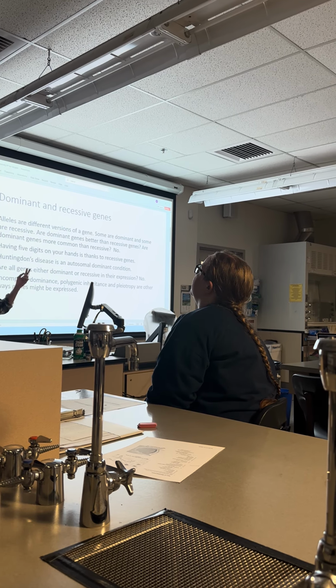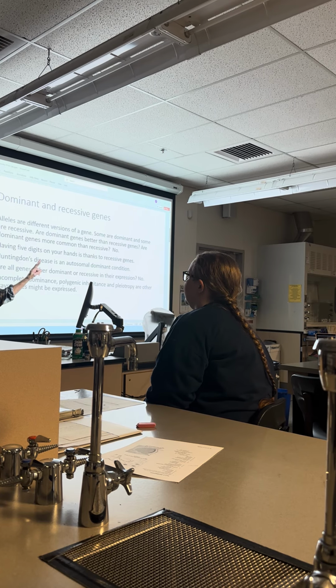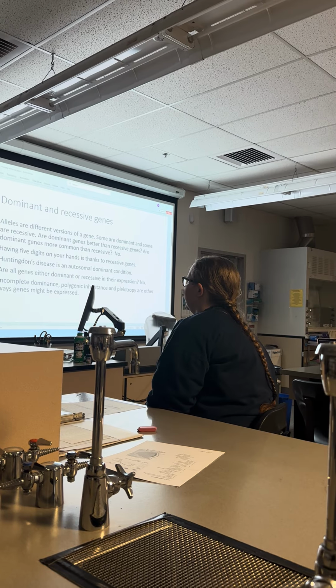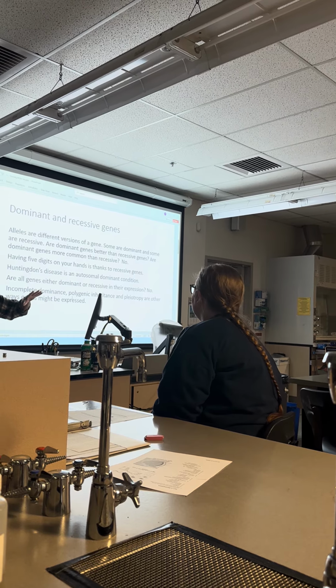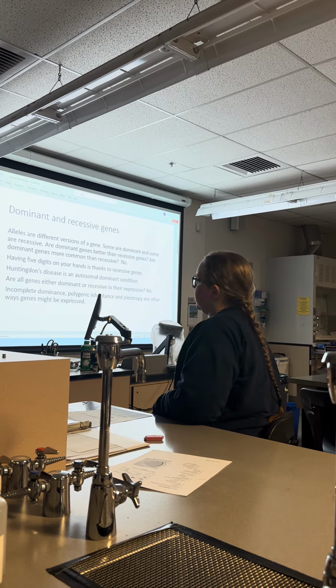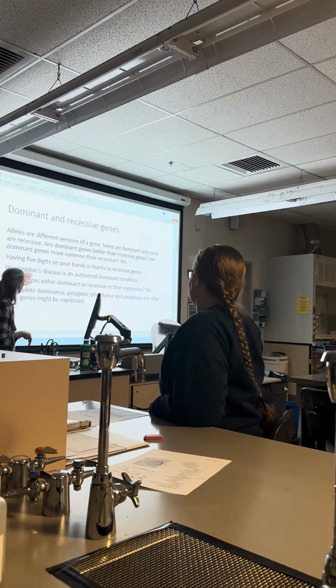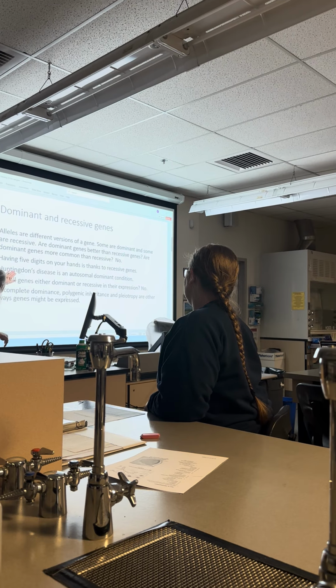We have 23 pairs, 23 pairs of chromosomes. 22 of them are autosomes. One pair is sex chromosomes. So Huntington's disease is an autosomal dominant condition, which means that it's not linked to sex.